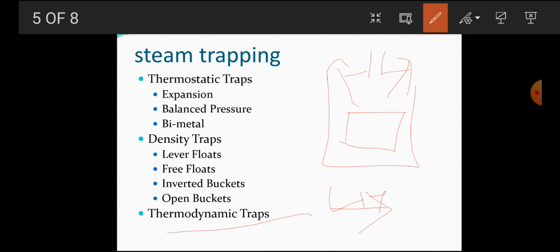In the heating coil or the jacket of the process equipment, a sizable portion, about 25% of the total heat in the steam, leaves the process equipment as hot water. So 25% is left as hot water.